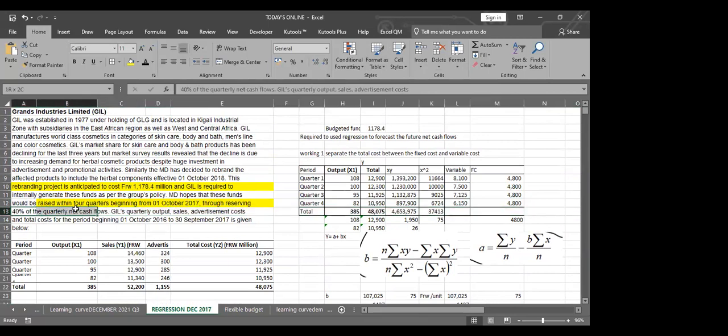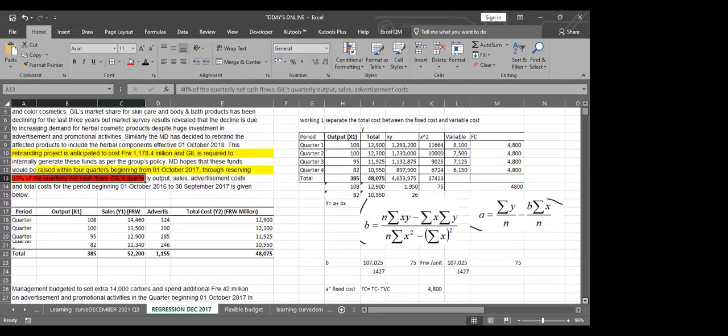So I'm working towards getting net cash flows forecasted for the next quarter. What I'm doing is focusing on the net cash flows for the quarter in 2017. That's why they have given you data for 2016 to develop the variables which are unfixed, which I'm assuming will not change. They give quarterly output, sales, advertising cost, and total cost for the previous year up to the 30th of September. So they've given us the previous data.